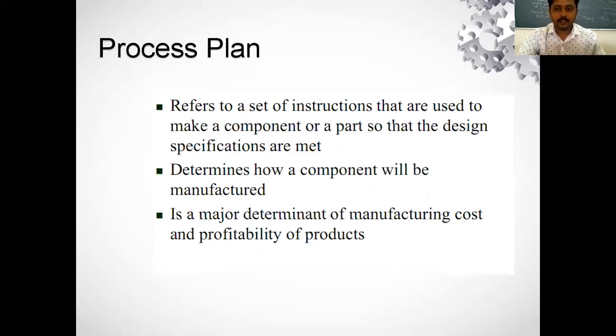now what does a process plan mean? We have seen process planning as a whole. Now what does a process plan include? What all is there in a process plan? So it refers to the set of instructions that are used to make a component or a part so that the design specifications are met. So we can say that a process plan includes a set of instructions.